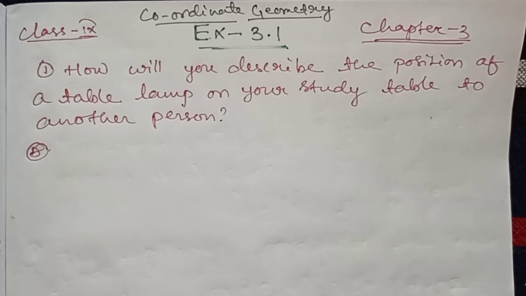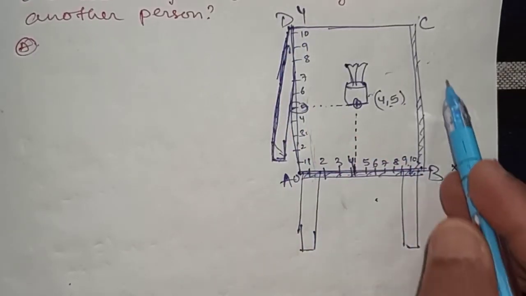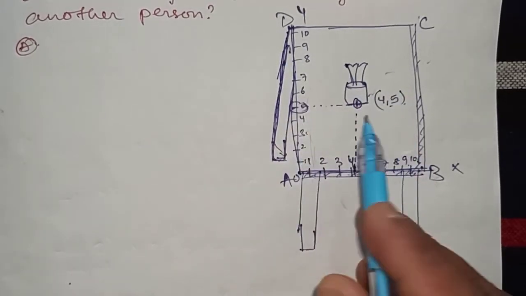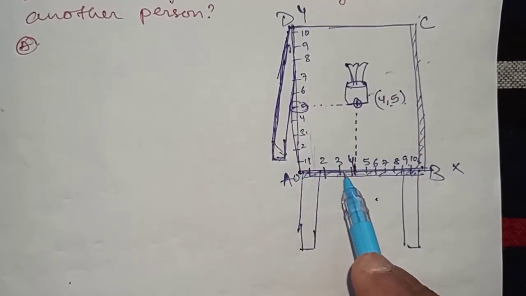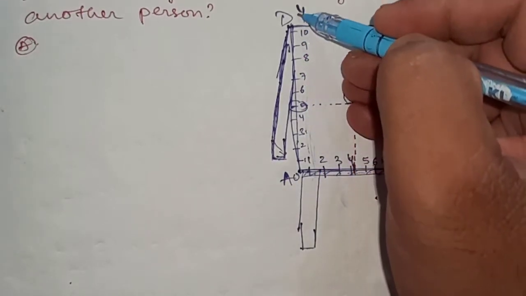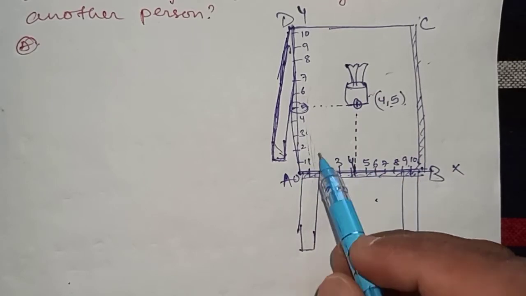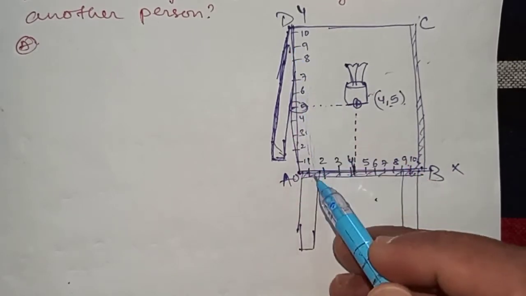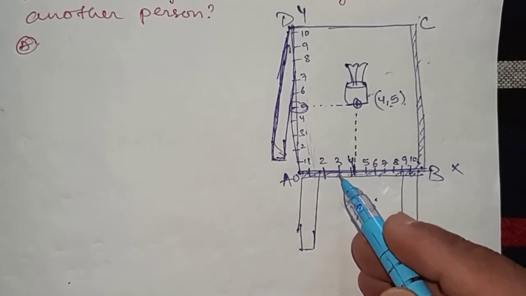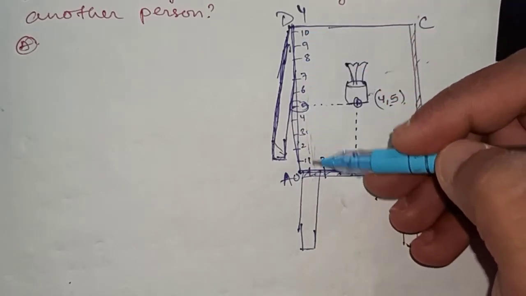So first of all I will draw a rough diagram. I have drawn a table, and on it I have located a table lamp at the center of the table. I have marked 10 points on the base of the table and 10 points on the vertical line of the table. We will assume that this line is the x-axis and this line is the y-axis. On the x-axis there are 10 points which are 1 centimeter apart, and on the y-axis there are 10 points, 1 centimeter apart.